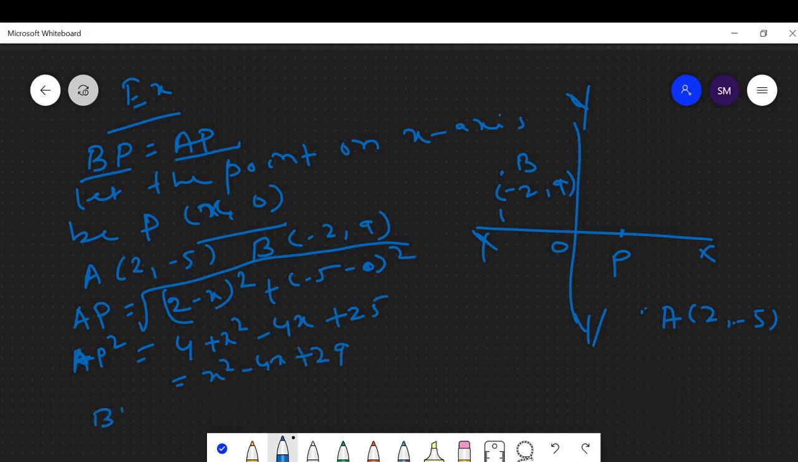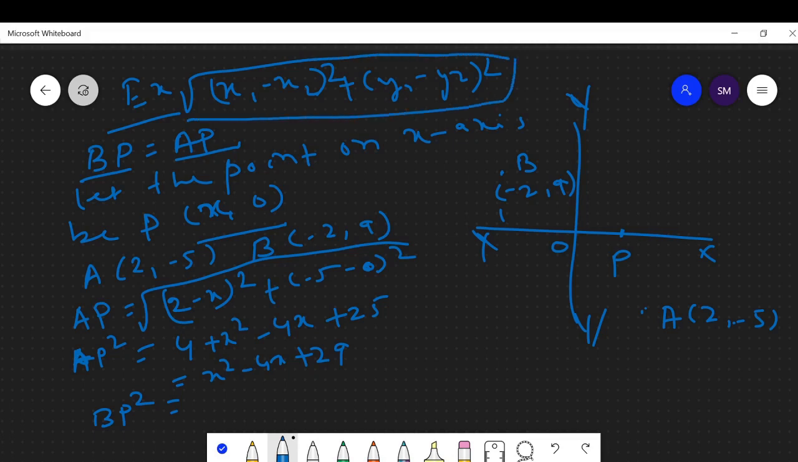Then find BP square. In the same way, just recall students, the distance formula is the square root of (x1 minus x2) whole square plus (y1 minus y2) whole square. This is the distance formula between any two points. Here BP square is equal to, B is with coordinates -2 and 9, so BP square is equal to (-2 minus x) whole square plus (9 minus 0) whole square.